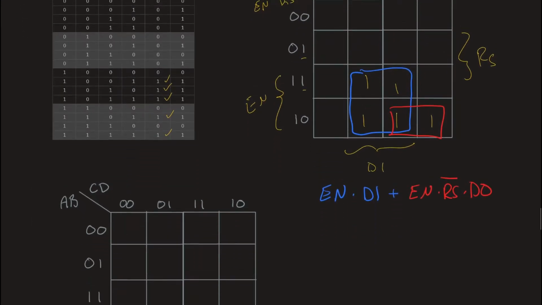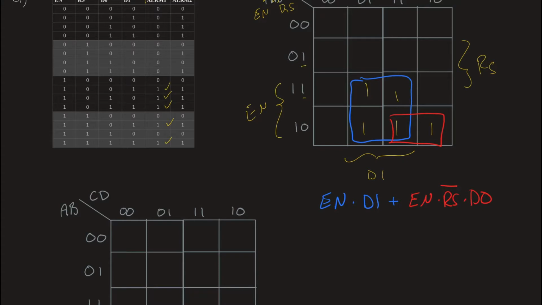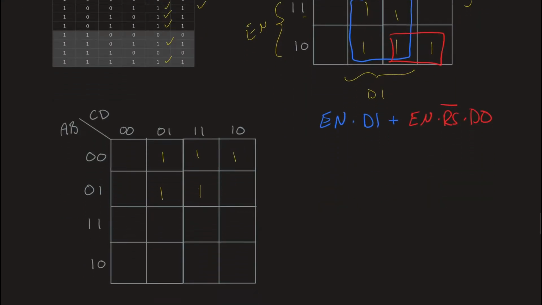Second group, alarm 2 down here. We have 0001, 0010, 0011, 0101, 0111, 1001, 1010, 1011, 1101, and all ones.